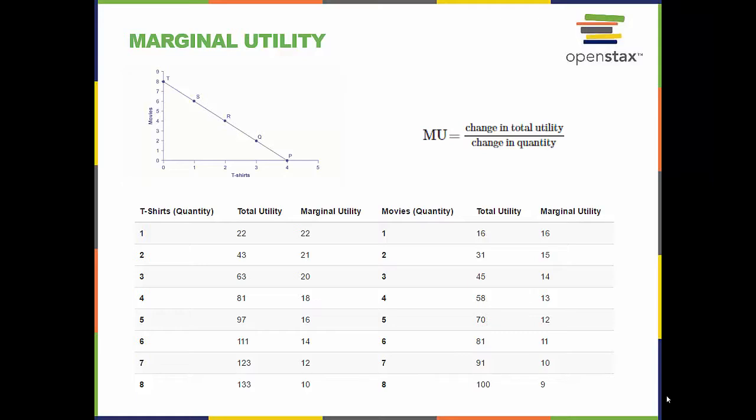Marginal utility is the additional utility or incremental utility provided by one additional unit of consumption. And we can calculate it using this equation, which is the change in total utility divided by the change in quantity. We can see on our table of data that the marginal utility for each additional unit is getting smaller as we consume more units. This is called the Law of Diminishing Marginal Utility.